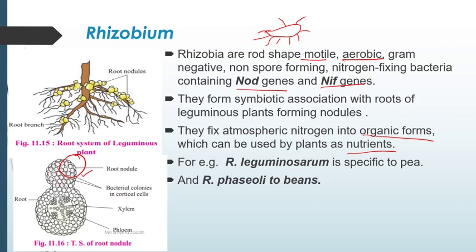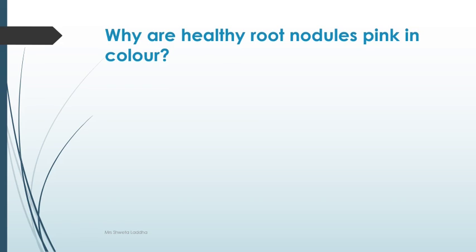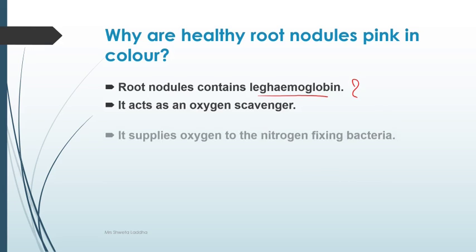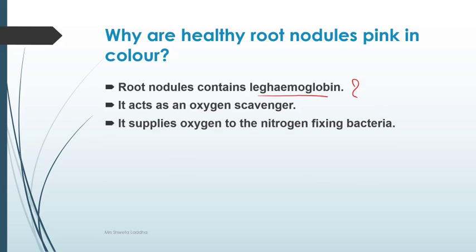Symbiotic association is there. Now, why are the healthy root nodules pink in color? Because the root nodules of leguminous plants contain a pigment called leghemoglobin. What is the role of this leghemoglobin? It acts as an oxygen scavenger. It takes away oxygen and supplies it to Rhizobium, which is an aerobic nitrogen-fixing bacteria.